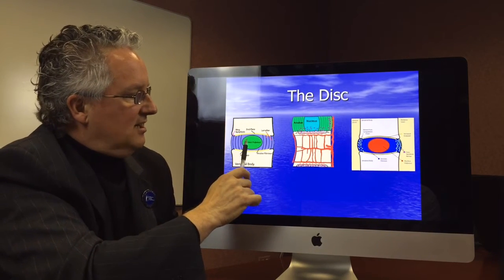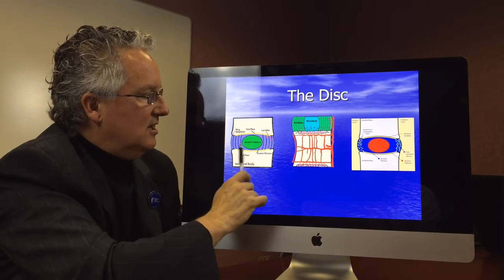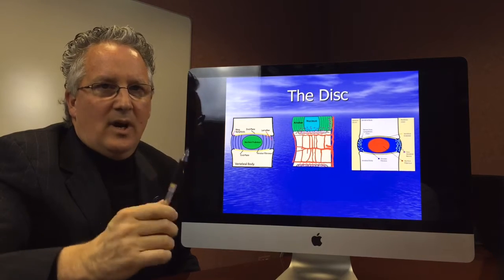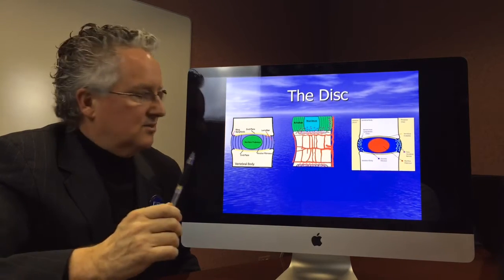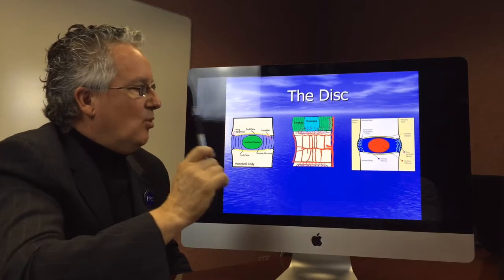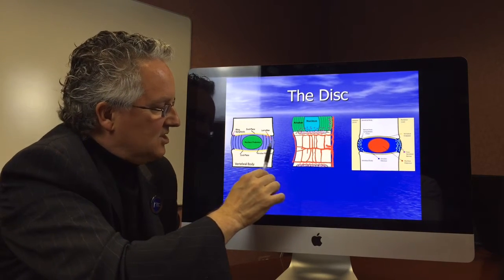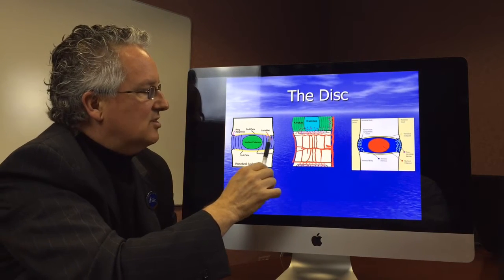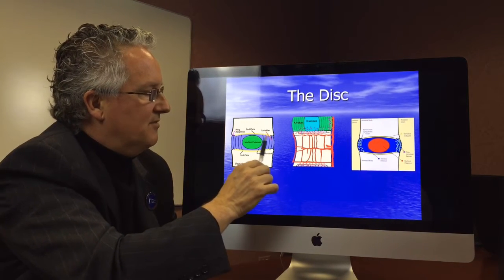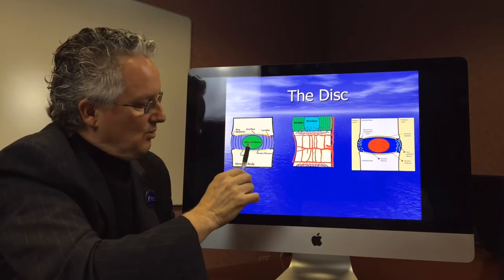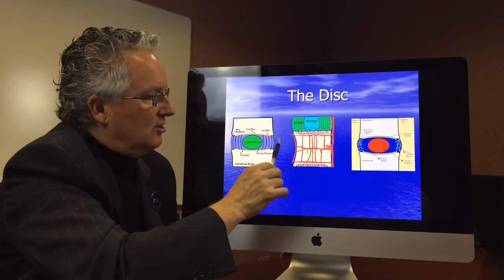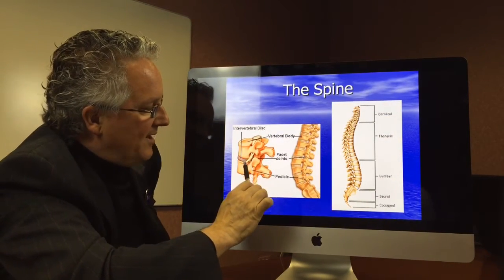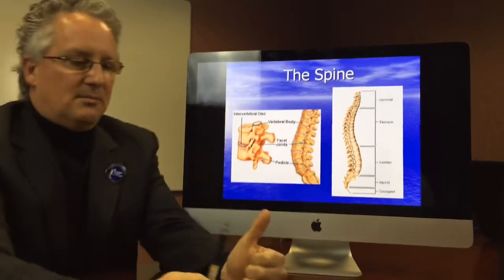This jelly gives stability to the disc the same way air gives stability to a tire, so it's very important that you have a healthy jelly. But this jelly can start to move, and that causes changes in the shape of the disc. If the jelly starts to push out, it'll cause a bulging disc, and a bulging disc is enough to start to compromise that nerve. So reason number 1 is a bulging disc.